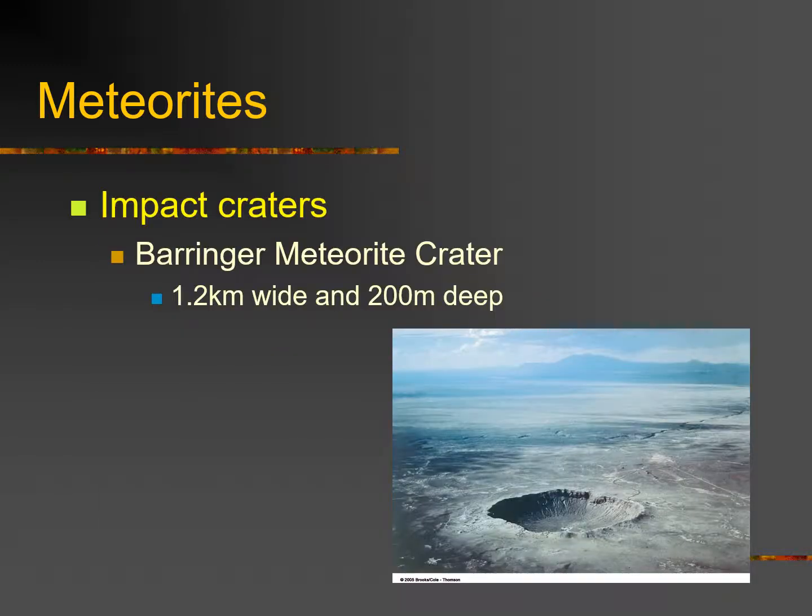Okay, so now let's talk about impact craters. There are still some craters that are visible, and several others that have been found through space observations and also through gravity mapping. The most well-known and best preserved is the Barringer crater. This crater is nearly a mile wide and is located in the Arizona desert. So here you can see it's about 200 meters deep, 1.2 kilometers wide.